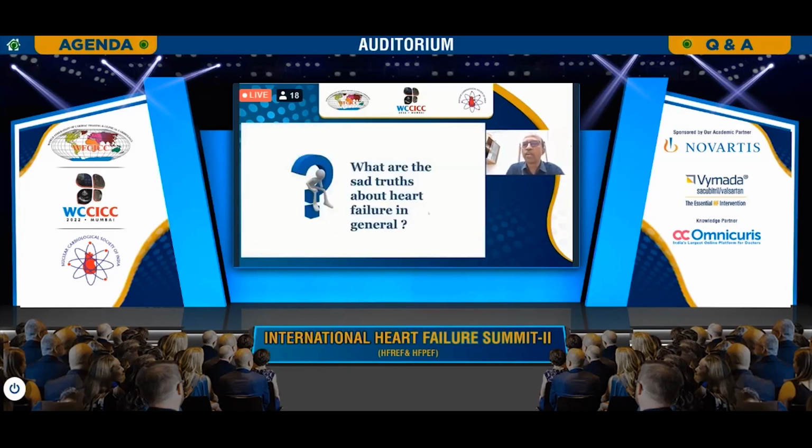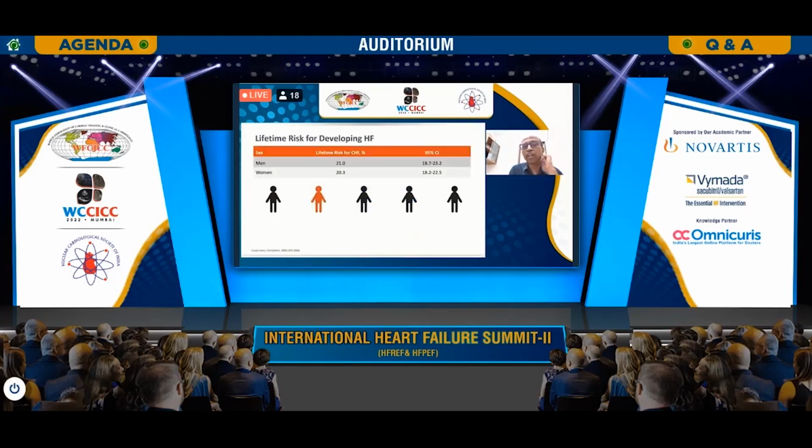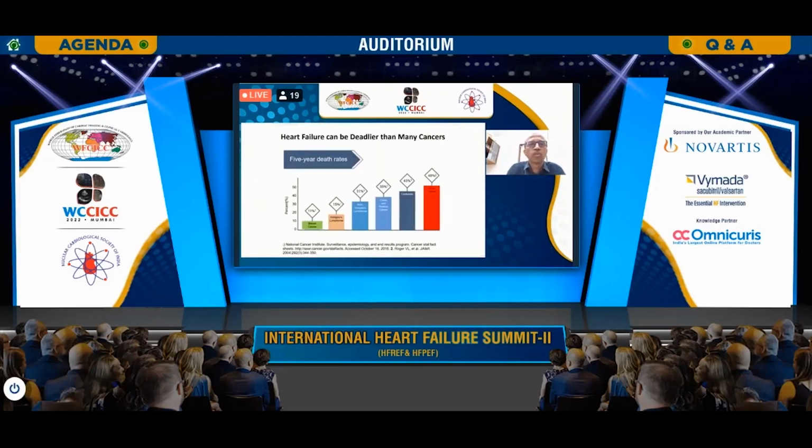Dr. Manoria already told us that every hospitalization in heart failure is bad news, and that the mortality in heart failure is very high. The lifetime risk is 1 in 5 persons above the age of 40 will develop heart failure in their lifetime. So 20% of the adult population will develop heart failure. Heart failure is going to be a big thing in the next 2 or 3 decades. Heart failure is deadlier than many cancers. As you can see here, 5-year mortality of heart failure is 48 to 50%, higher than leukemia, colonic cancer, and even non-Hodgkin lymphoma.